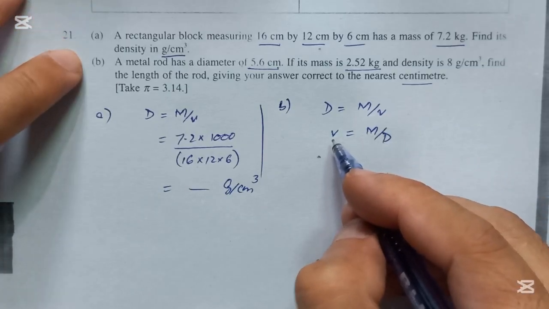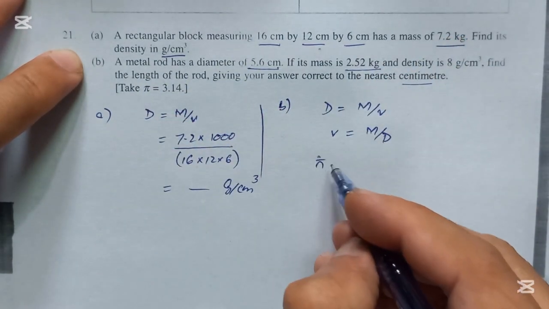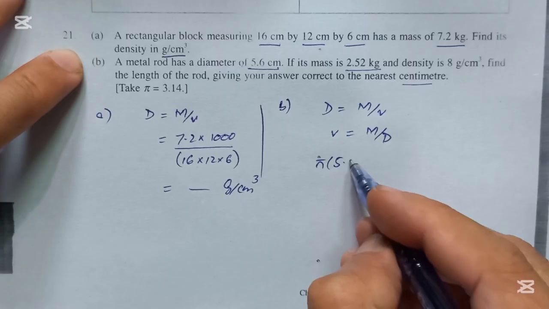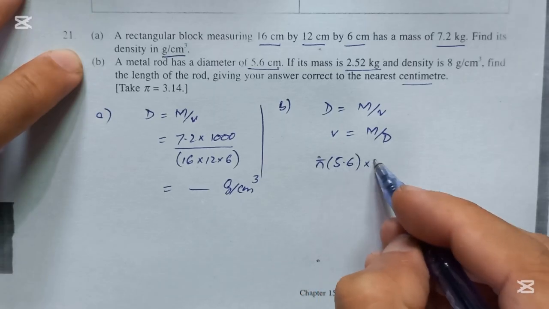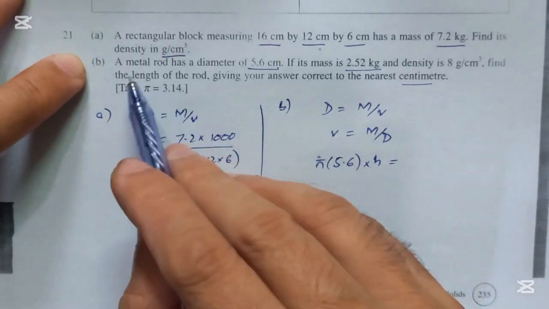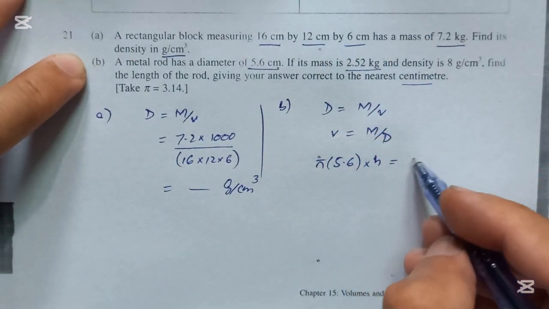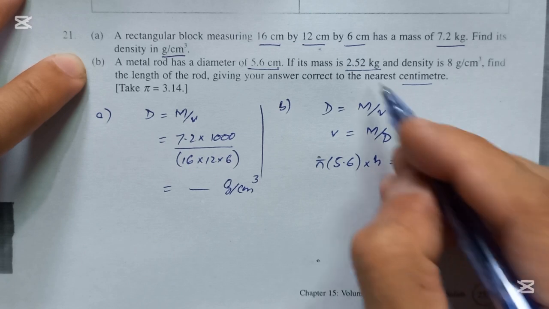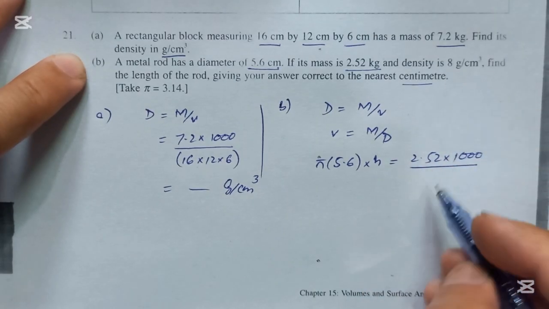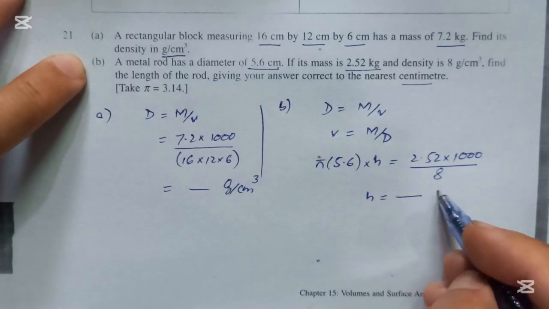Okay, the volume of the metal rod will be like a cylinder. The formula will be pi r square h, where r is half the diameter. So 5.6 is the diameter. Let's suppose h is the length of the rod. So pi r square h is the volume of the cylinder. Mass is given, that is 2.52, but this is in kilogram, convert it into grams by multiplying by 1000. And density is given, that is 8. So now solve it on the calculator, you will get the answer in centimeters.